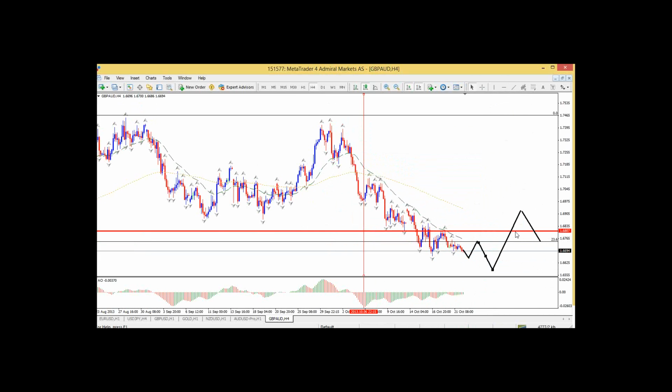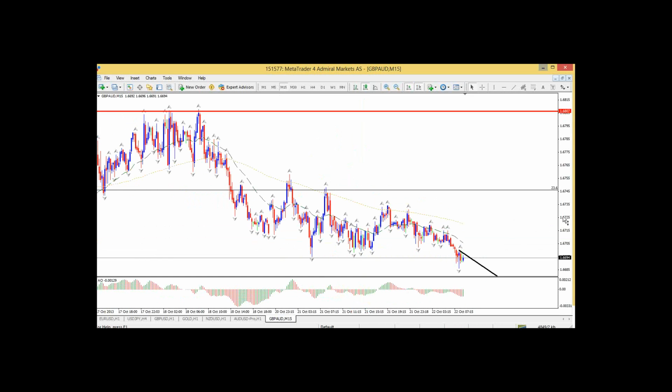Let's see. I can leave it on the chart for the fun of it. We can take a look. Alrighty. Anyhow, back to the 50-minute chart.